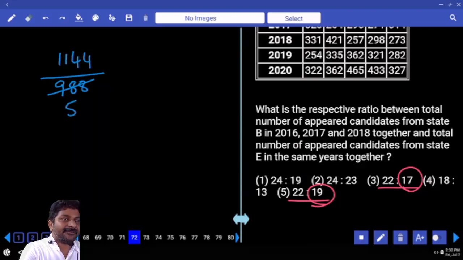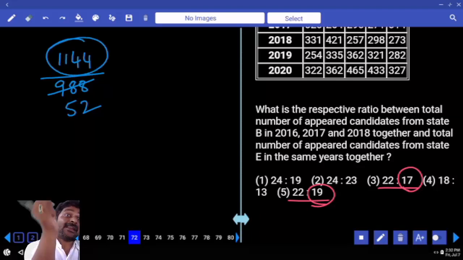95. How much is left? 38. Is it a 19 multiple? 2 times. So that means in the denominator, do you have a 19 multiple? Yes or no? So can I go with fifth option as final answer? No, no. This also may be a 19 multiple.